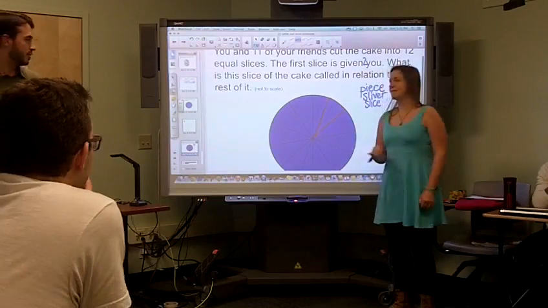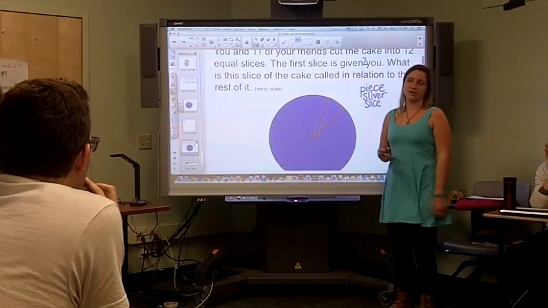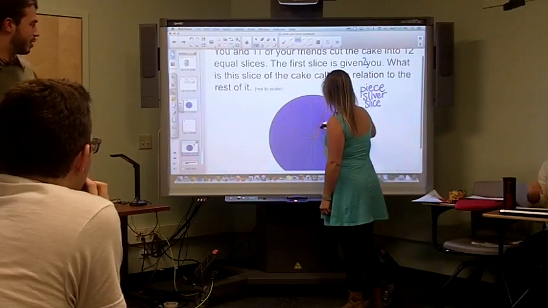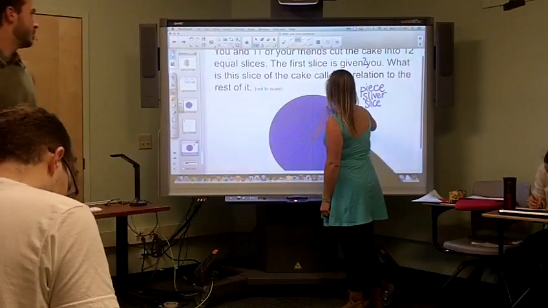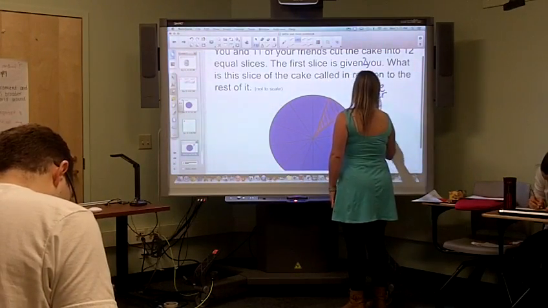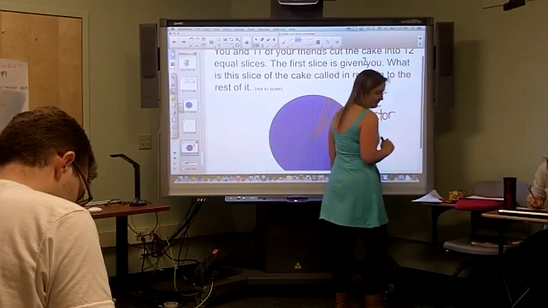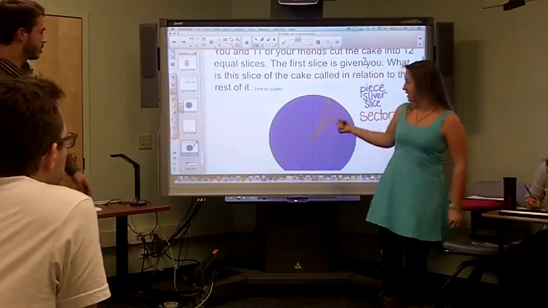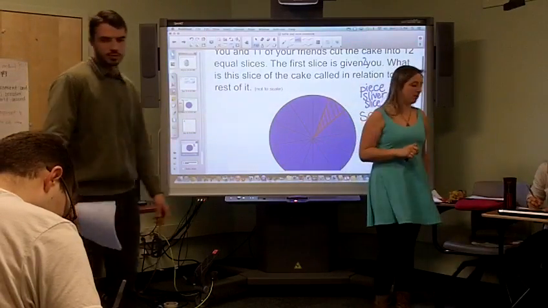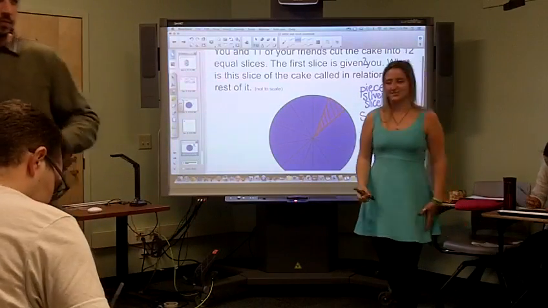So what is your piece on your birthday? I'm gonna tell you that it's called a sector. We should have this written down in our notes. Should we just draw a circle and draw an arrow? You could shade it in, or take out a little piece, whatever way helps you visually.